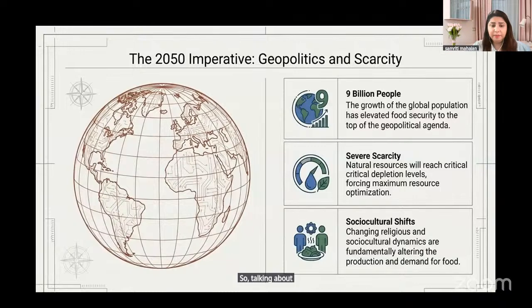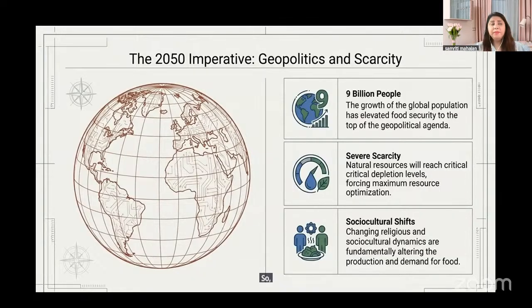Talking about our third part, which is the socio-cultural shifts. This is the driver that most policymakers underestimate: changing dietary preferences, religious food requirements, urbanization, and the global rise of a plant-forward consumer culture. These are fundamentally altering both the demand for food and the systems that produce it. Together, these three forces create the pressure that makes innovation non-optional.